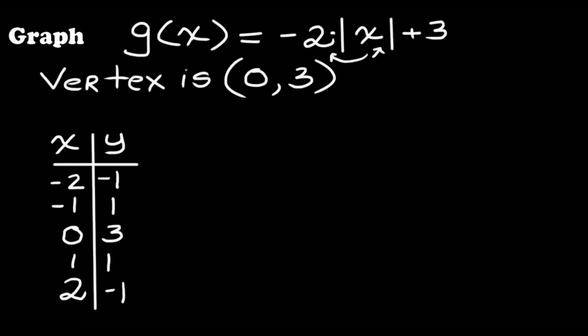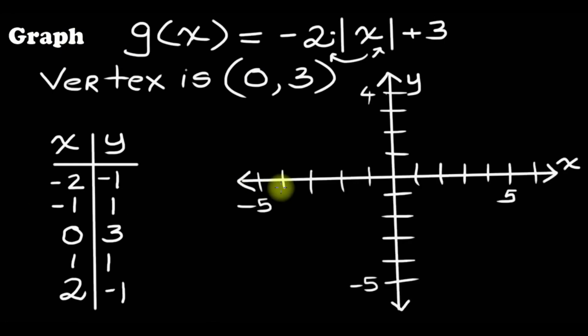All right, so let's bring in a coordinate plane. Here's a coordinate plane, and we're going to plot these points. -2, -1: 2 to the left and then down 1. So here's -2, -1. And then -1, 1, so we're over here. Your vertex is going to be 0, 3, which is up here. So that's your vertex. And then 1, 1 is over here, and 2, -1 is down here.